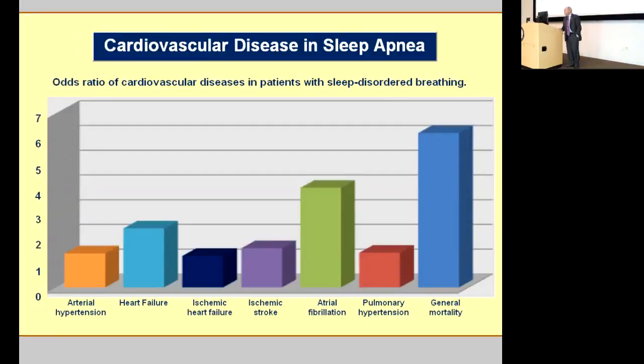Here's the odds ratio of cardiovascular disease in patients with sleep disordered breathing. You can see on the left side here the odds ratio. Let me see if I can get that. How do I do it? Anyway, not moving, so let me just put this back. Anyway, you can see on the left, 1, 2 means twice the odds ratio, 3, 4, and so on. And you can see mortality is up about 6 times higher with this disease. So even though it's just a disease that everyone kind of goes, oh, he's got sleep apnea, it's a big time disorder.